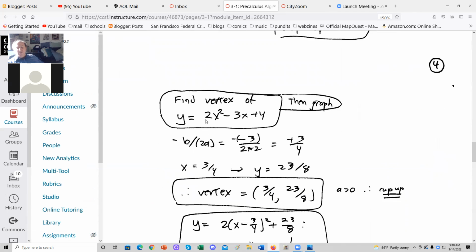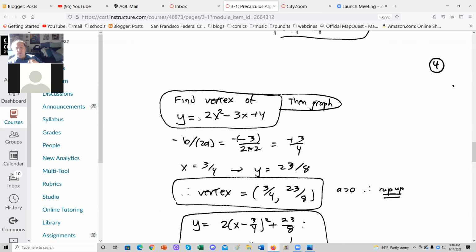Find the vertex of y equals 2x squared minus 3x plus 4, then graph. Okay, first, negative b over 2a will be -3 over twice 2, which is +3/4. And we plug 3/4 into this, get a value of 28/3. So the vertex is at 3/4 by 28/3.